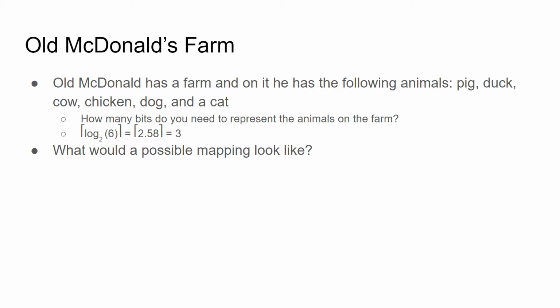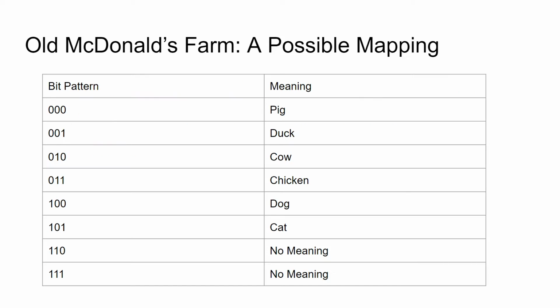And so we have to come up with some mapping for how we might want to represent each animal, actually assign that bit pattern. So over here we might say 000 means pig, 001 means duck, 010 is a cow, 011 is a chicken, 100 is a dog, and 101 is a cat, right? We're going to have 8 possible representations though, so 2 of them aren't going to end up being used.